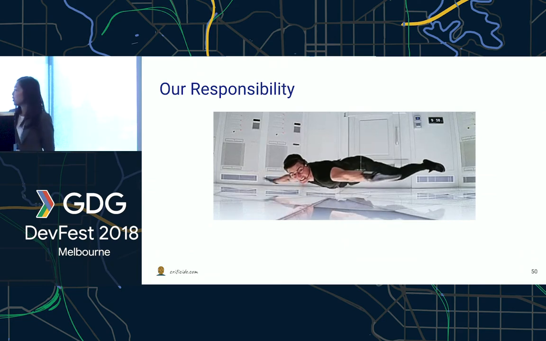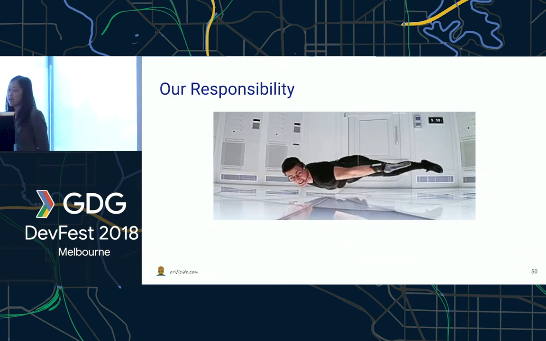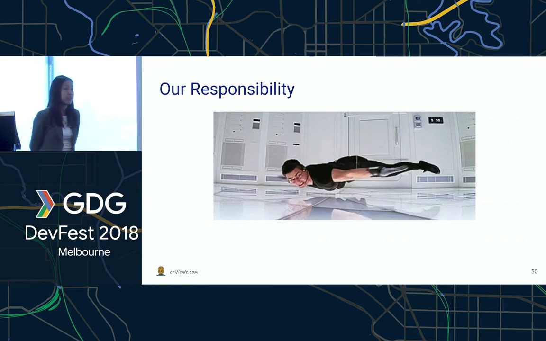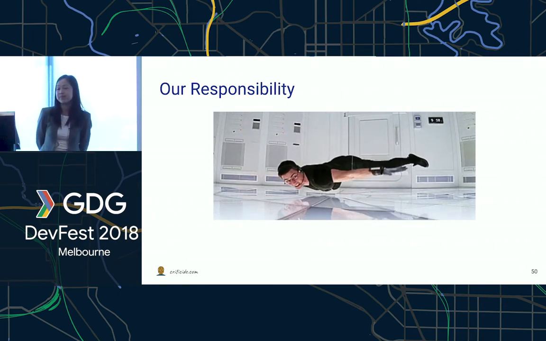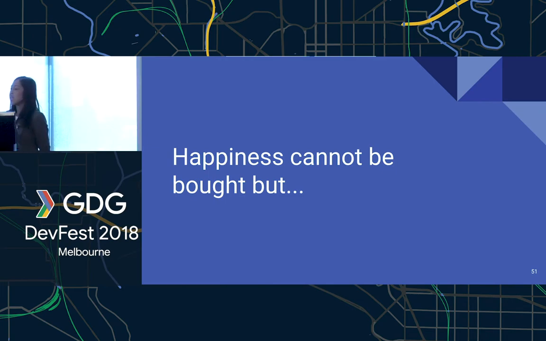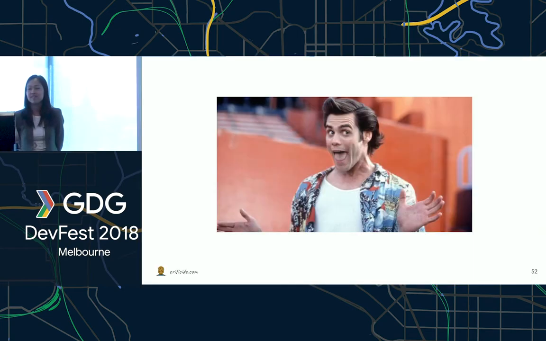So we're going to feel the pressure like this scene in the first Mission Impossible, but that's the nature of business and software. But it doesn't always have to feel this way if we're prepared. You know what they say about happiness? It can't be bought. But we can be a little happier while we do estimates. I hope you all agree.